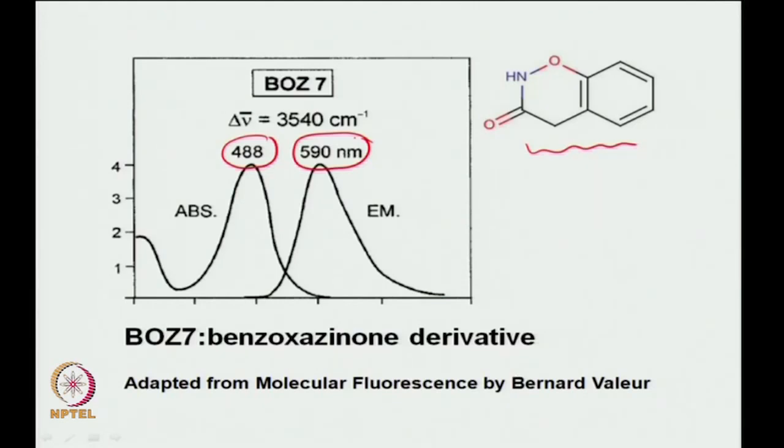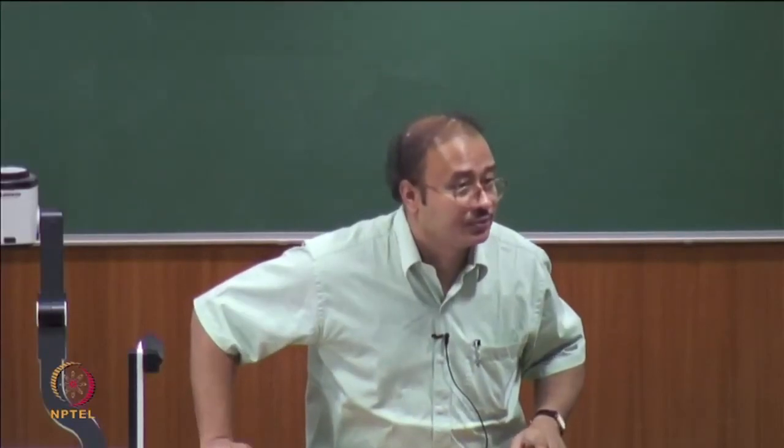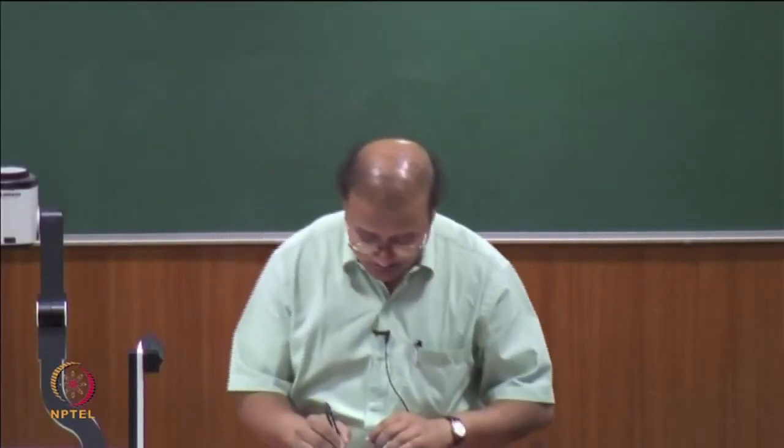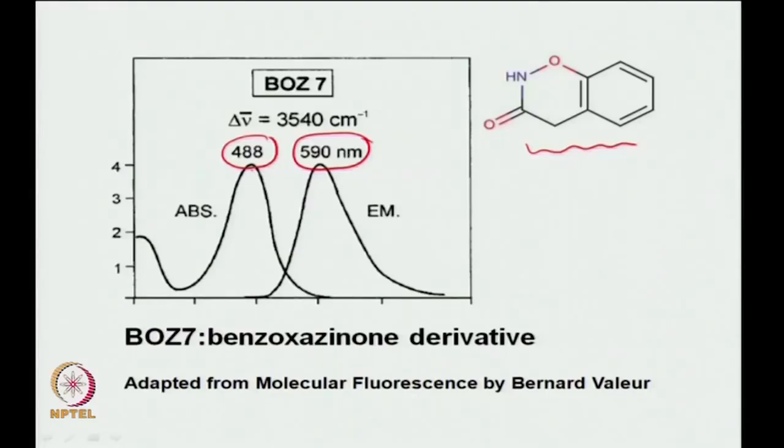Try to realize this. What will happen is, this is a case where your fluorescence is pretty well separate from your absorption spectrum. Suppose you are going to excite somewhere here. That means you have excited this benzoxazinone derivative, BOZ7, at this 480 nanometer, because here it absorbs the most. Now, because you have excited it, effectively you can collect the fluorescence, exclusively fluorescence, from any point, say here, because here the absorption is tailing down.